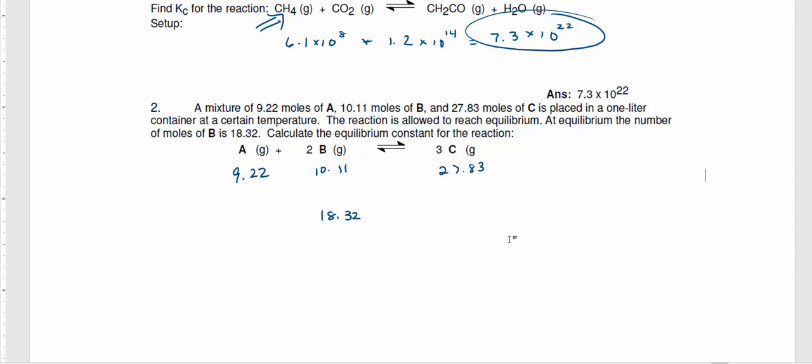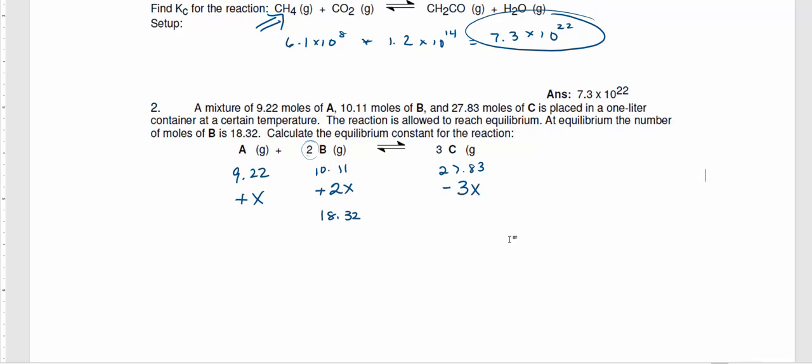The first thing we do is notice that B is increasing, and it's increasing by some amount 2x. Now I know it's increasing because I'm given the equilibrium value and it's greater than my initial value. That means A is also going to be increasing, but it's going to increase by some value of x. I know B is going to increase by 2x because of the 2 in front of B for the balanced chemical equation. That means C is decreasing by some amount 3x.